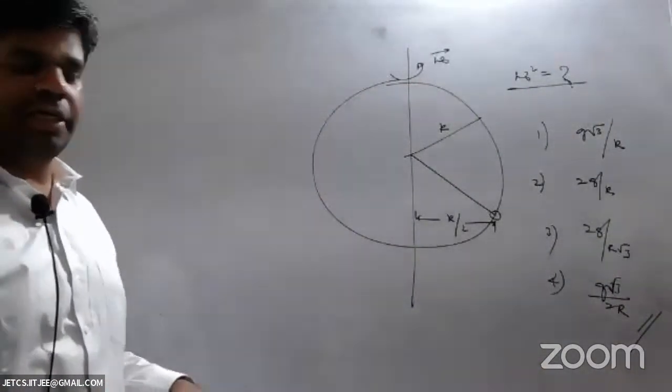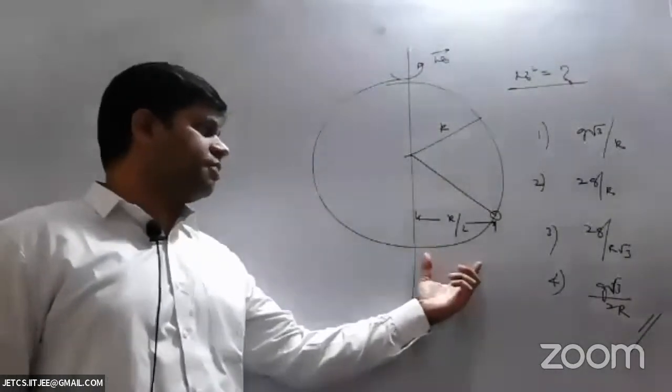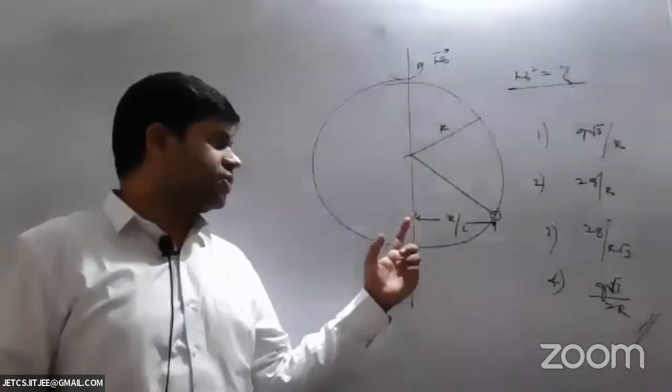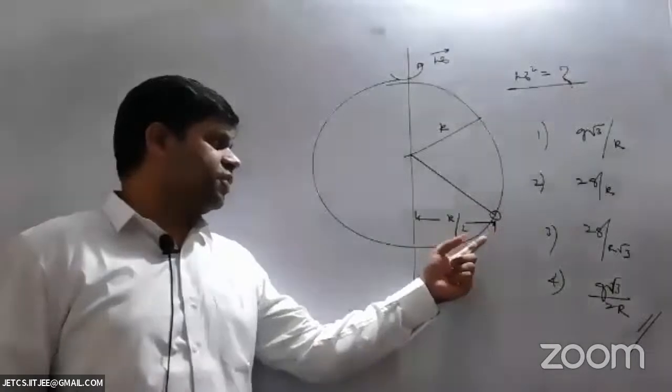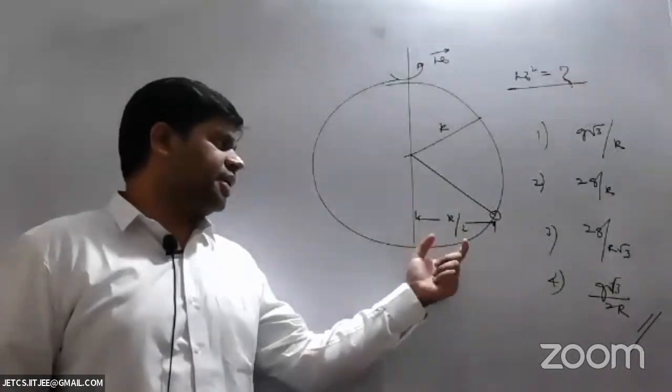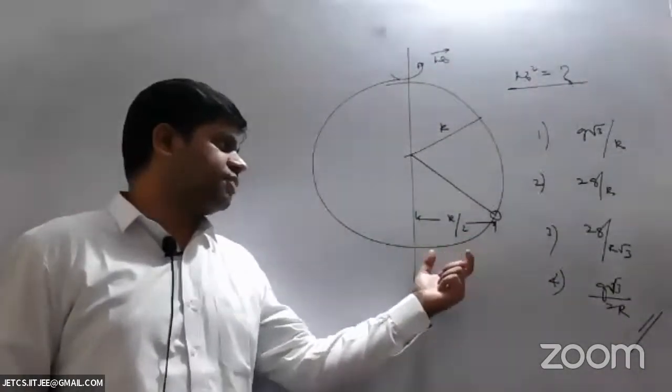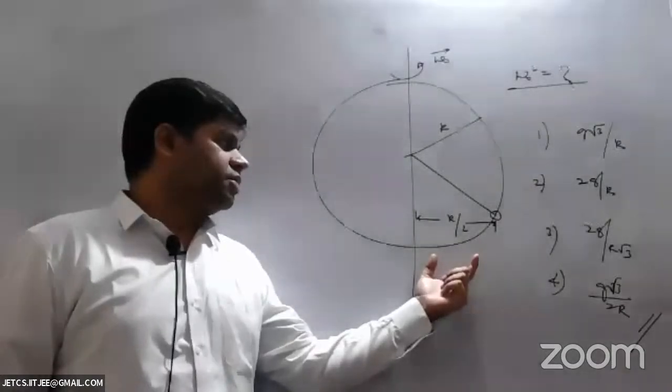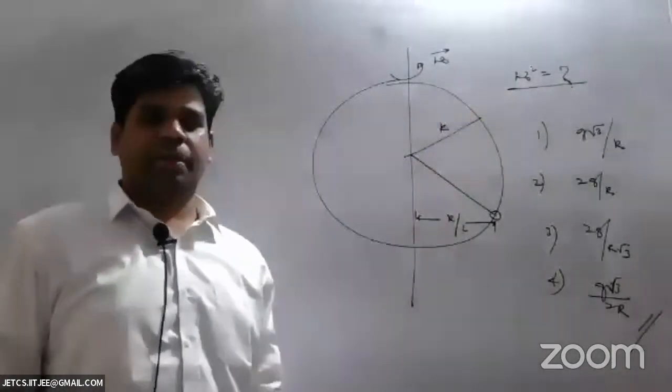The condition is the bead is found to be at rest at a distance of r by 2 from the axis of the ring. Sorry, axis of the rotation. The bead is found to be at rest with respect to the wire at a distance of r by 2 from the axis of rotation. Required to find omega square.